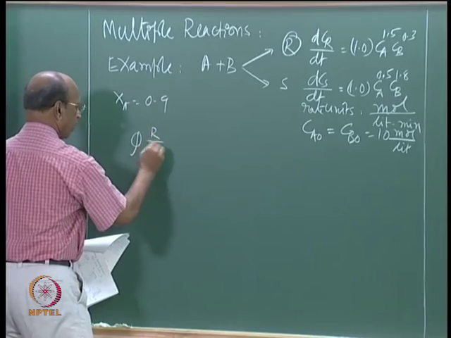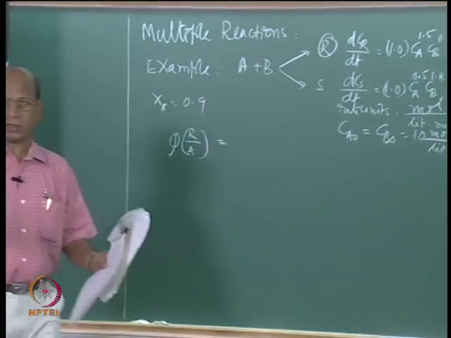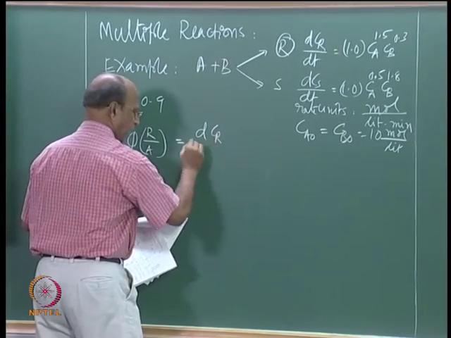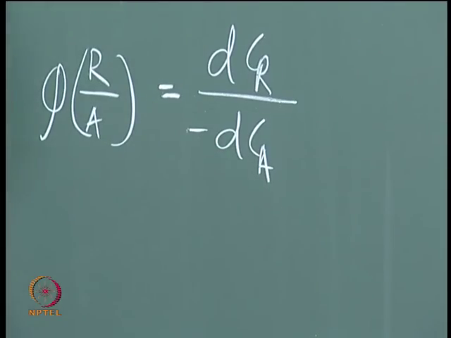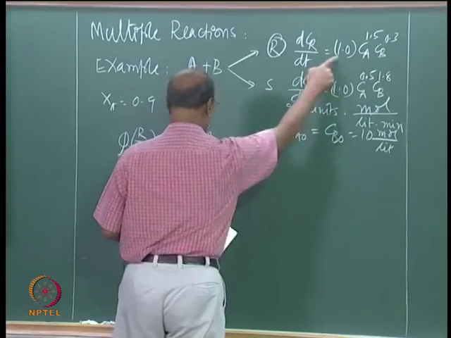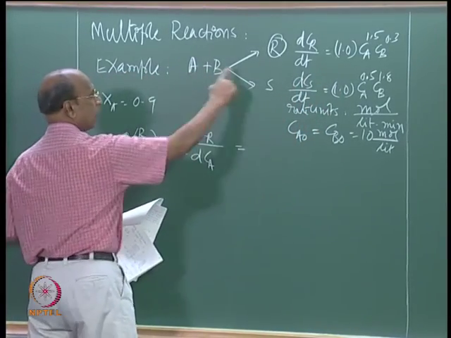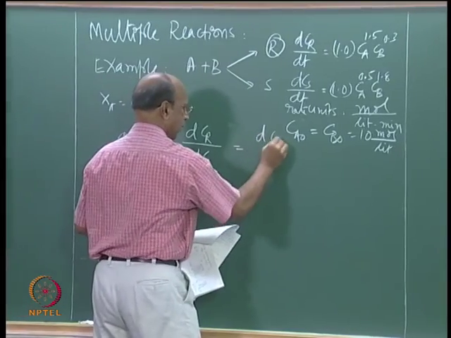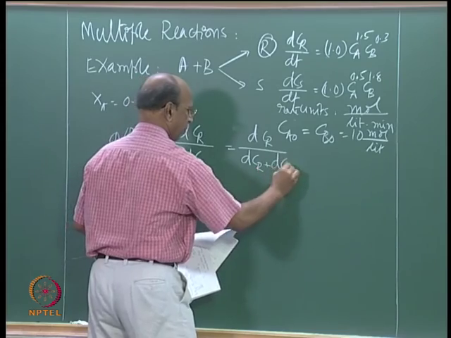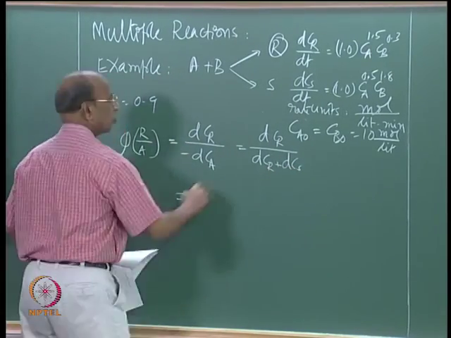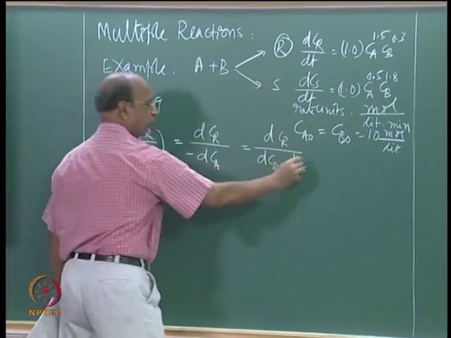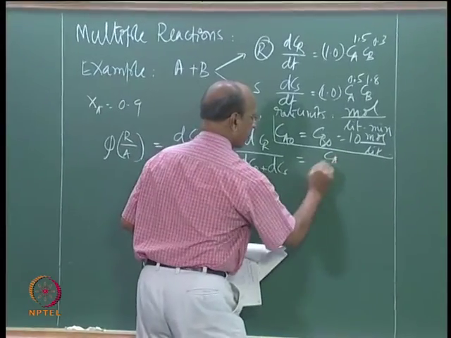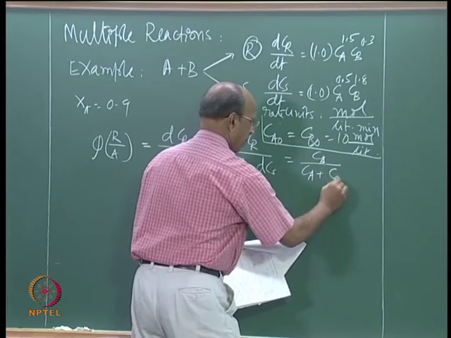The definition of instantaneous yield, sometimes you can also write like this: CR by CA. Then I can write this equation, dCR by dCA, and this can be written using the two rates I know. Actually A is now going to R and S together, so these two rates will be added. So dCA is equal to dCR plus dCS. Now I have to substitute this and then cancel out. Take dCR and add these two, then cancel out whatever is possible. Excellent: CA by CA plus CB to the power of 1.5.